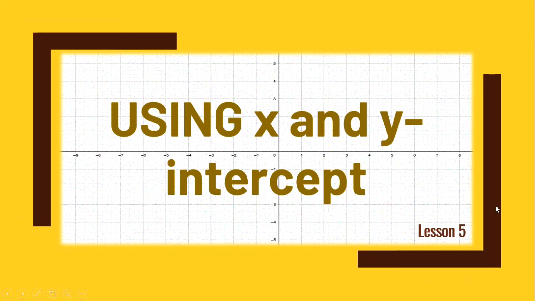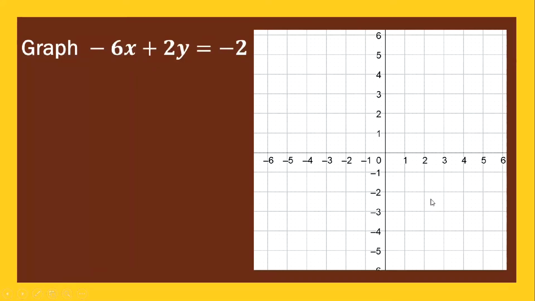Okay, next method, we have using x and y intercept. So, this time, we will be using this equation, negative 6x plus 2y equals negative 2. And we will be finding the x-intercept. Okay, when we say x-intercept, saang part sa x-axis tumama yung graph? And for us to find the x-intercept, set natin si y as 0.